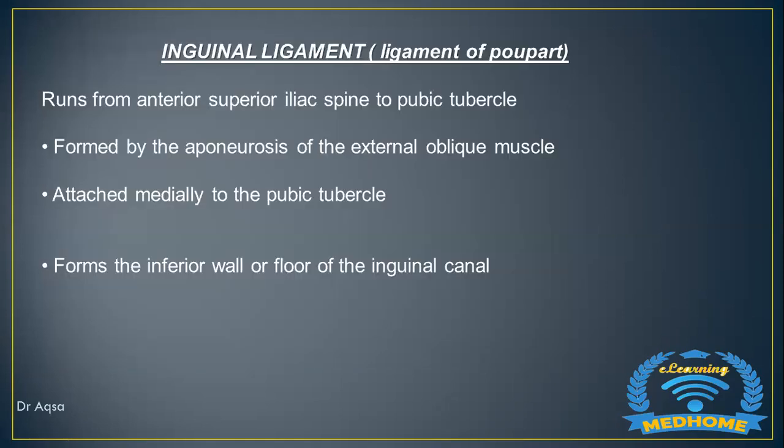I'll just quickly revise what the inguinal ligament is. The inguinal ligament is a part of the inguinal region which extends from the anterior superior iliac spine to the pubic tubercle. It is formed by the aponeurosis of the external oblique muscle. Medially, it is attached to the pubic tubercle, and below, it forms the floor or the inferior wall of the inguinal canal.